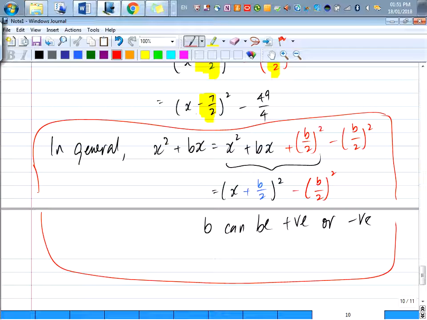Okay, so this is the process of completing the square. Is this too much? Is this too much for anybody? Please sound out.